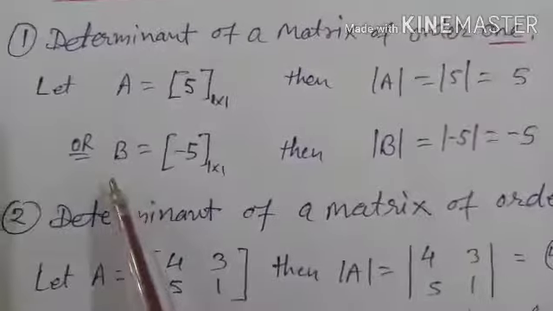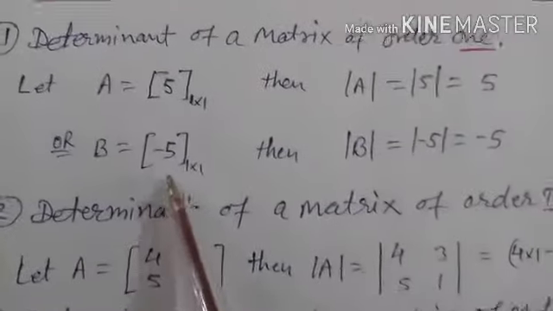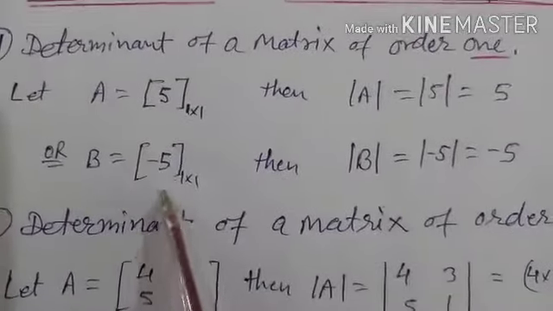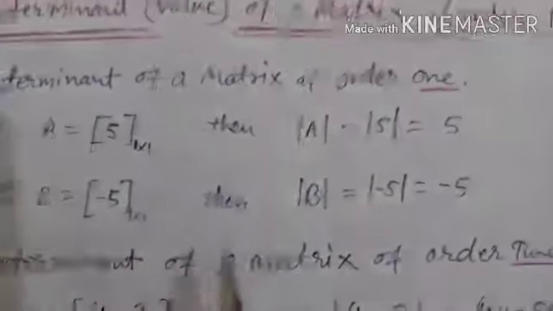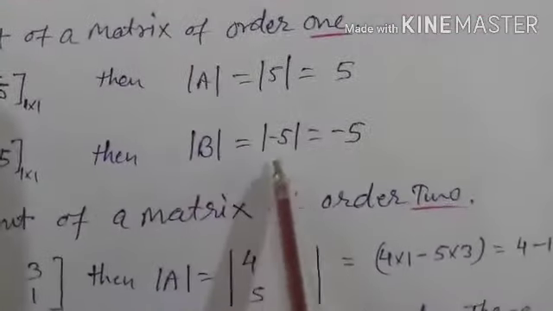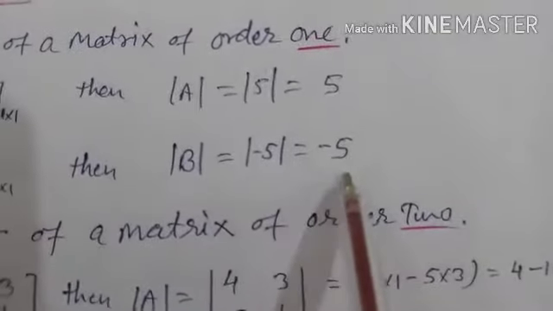Let's see one more example. Suppose matrix B is minus 5. There is a single element, only 1 cross 1. So the determinant of B, it means determinant of minus 5, which is only minus 5.